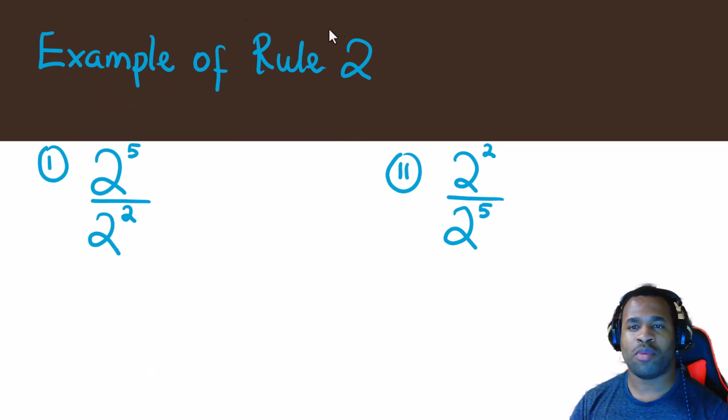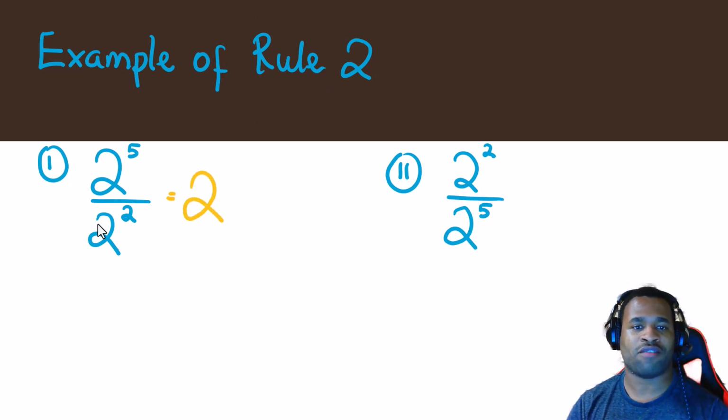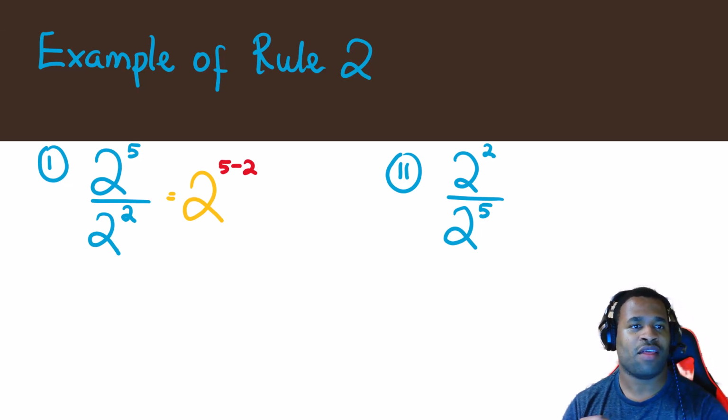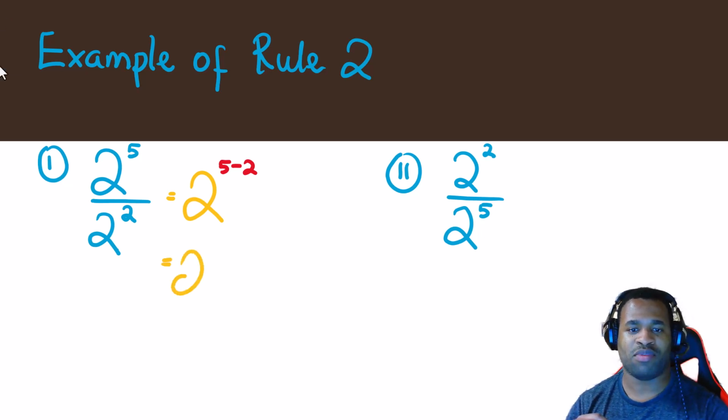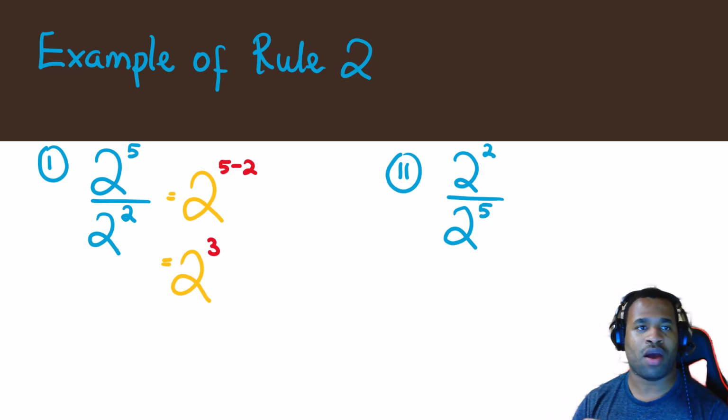Now, for rule number 2 here, our first case scenario shows us we have our base to be the same, which in this case we're going to keep the base. However, what we have is that we are dividing here, so therefore our exponent here is going to be 5, but we're going to minus 2, and this here is going to show us that yes, our base is going to be kept, and our exponent, we're going to do subtraction, which results in the answer to be 2 to the power of 3.